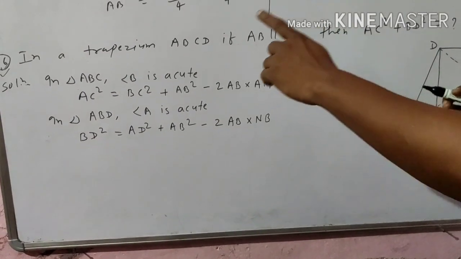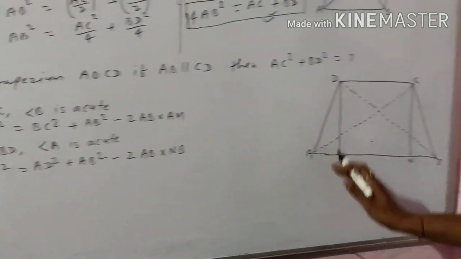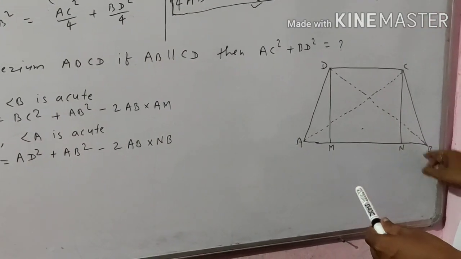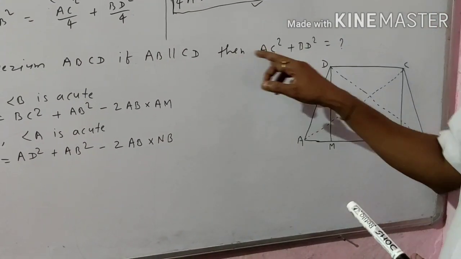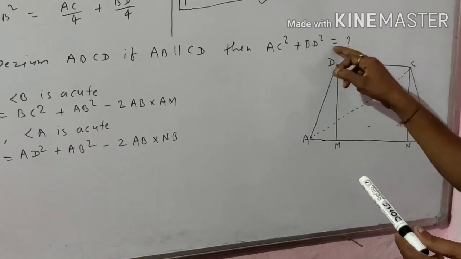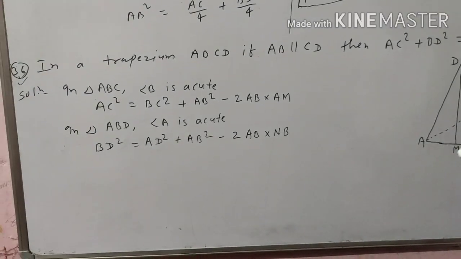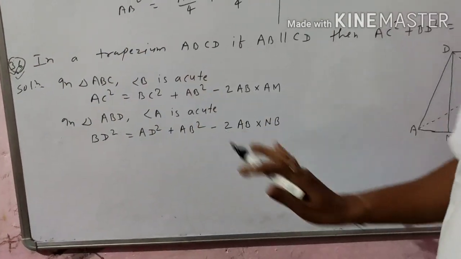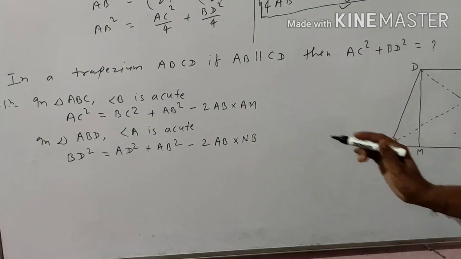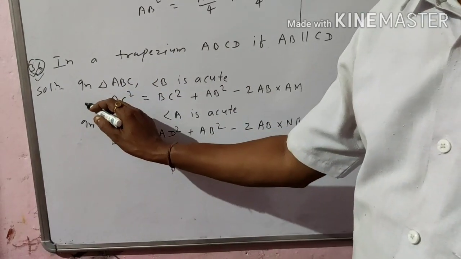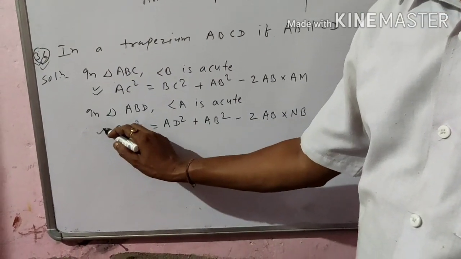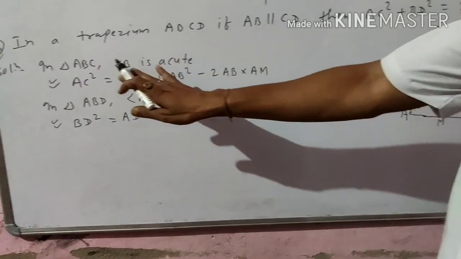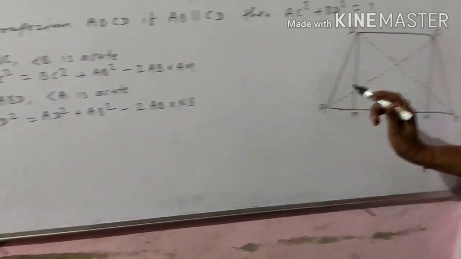In a trapezium ABCD, AB is parallel to CD. That means this line is parallel to this line. Then AC square plus BD square is equal to what? Student, for your kind information, remember one thing: this question is related to class 10. Here two relations are written. This relation is proved in class 10. So student, remember this relation.